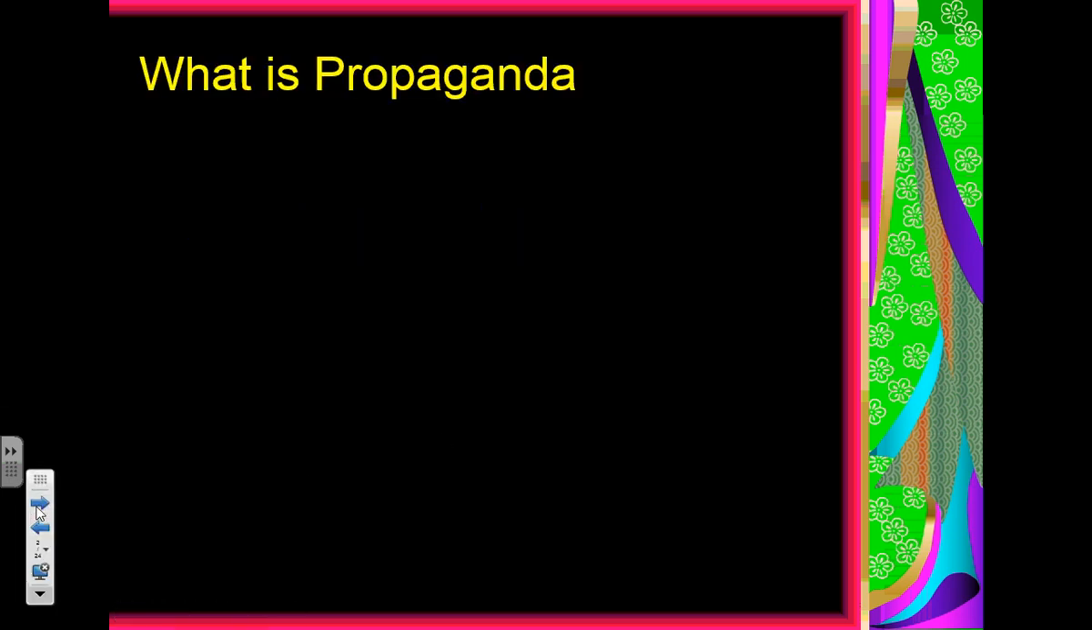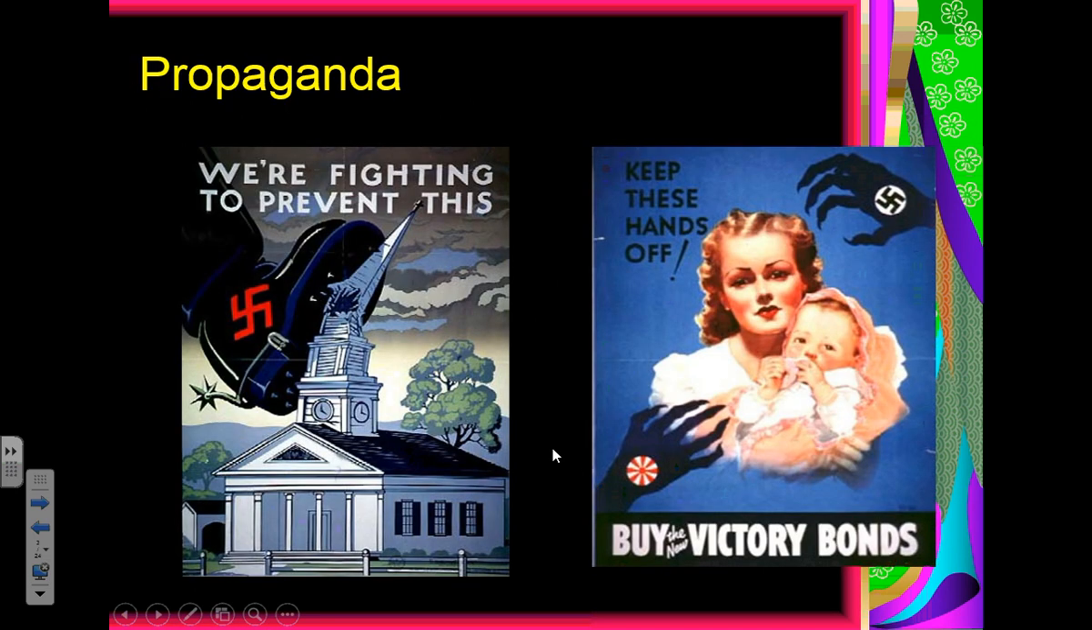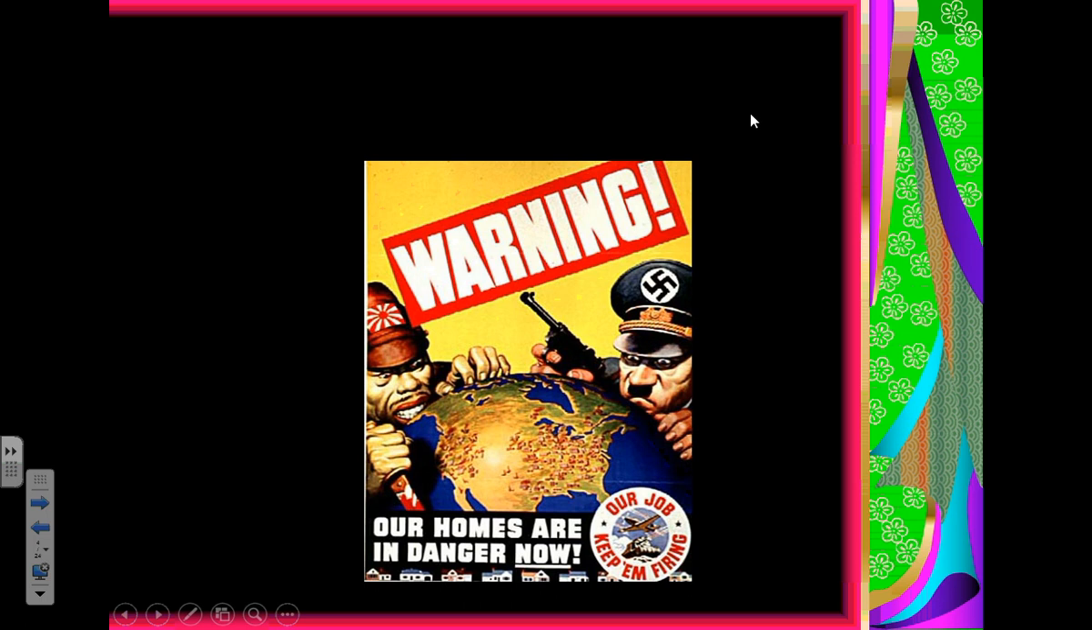Let's use the term propaganda. The term propaganda is information of a biased or misleading nature used to help or harm a nation, movement, institution, person, or group. Usually when we think of propaganda, we're looking at it from a country's point of view, trying to gain support for the country in maybe times of war. This is some World War II propaganda. And usually we study it in history classes.